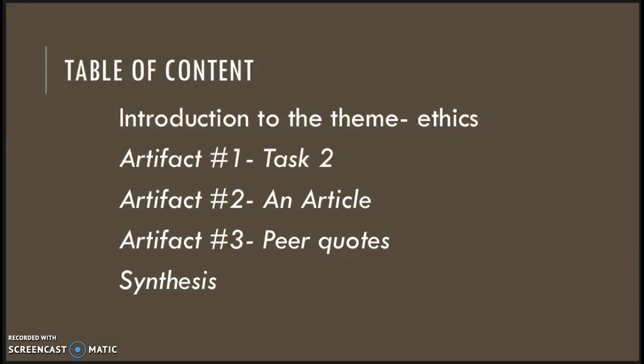The areas I will cover will be my theme, which is ethics, the 3 artifacts chosen for my portfolio, and a summary of synthesis of my portfolio.